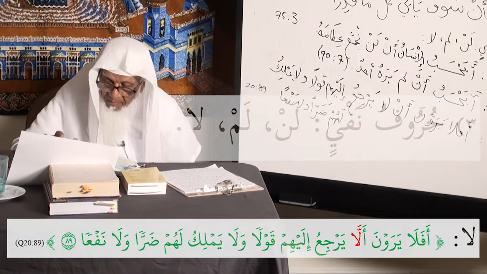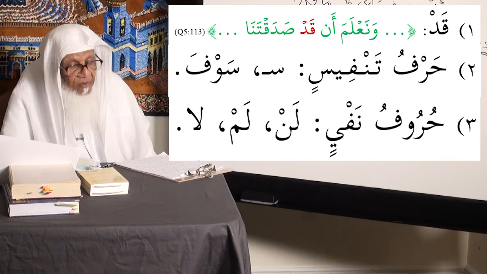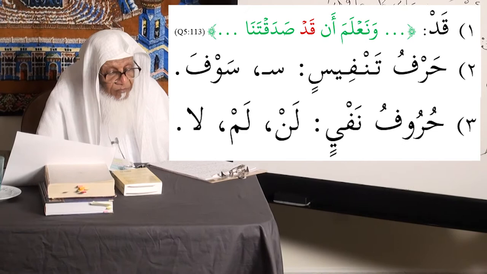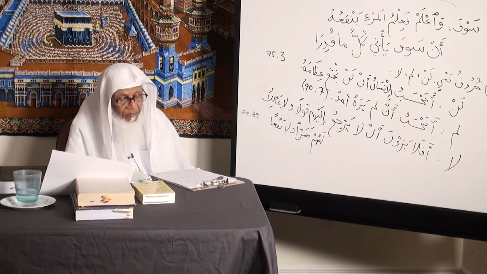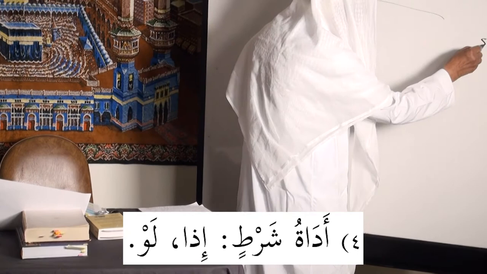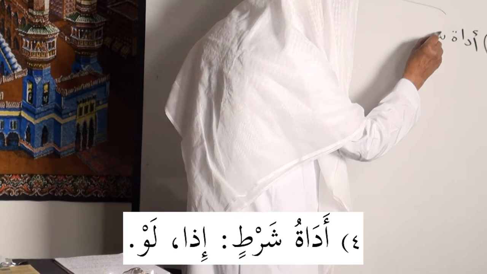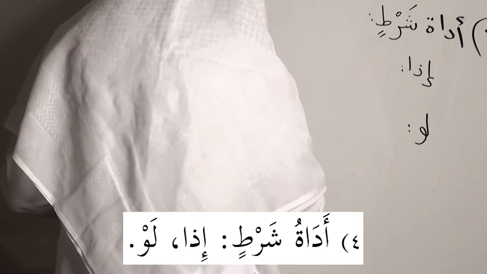So I've seen, first of all, qad, and second is harf tanfis, and we have seen harf tanfis, sin and saufa, and the third is harf nafi, which includes lan and lam and la, and we have seen all these examples of these three huruf of nafi. Now the fourth is adatu shart, number four. Here we have Idha and Law. First, we see Idha.